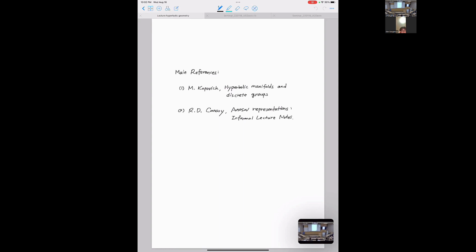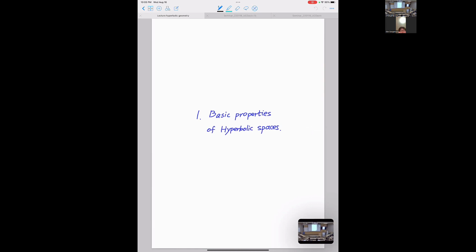Okay, so here there are two main references. First is Kapovich's book, Hyperbolic Manifolds and Discrete Groups. And the second reference is Conner Anderson's representation, the informal lecture notes. You can find these lecture notes online.